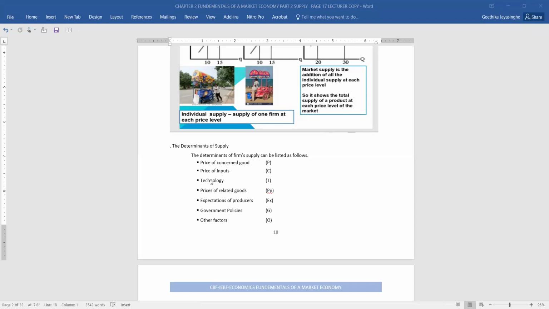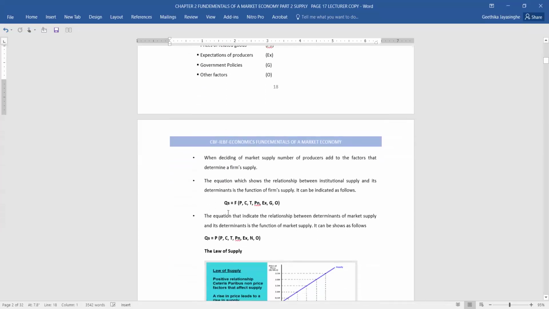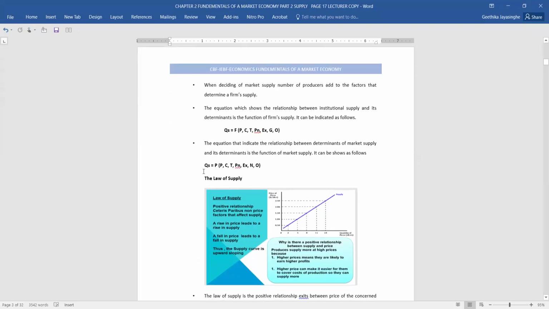So price of concerned good, price of input, all of this will relate to supply. If you write this as a function, quantity supplied is a function of all that. This is about the institutional supply. But if we talk about the market supply, then the quantity supplied is a function of price and many things. You can see price function and many things should be there.